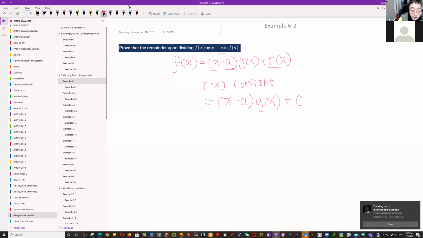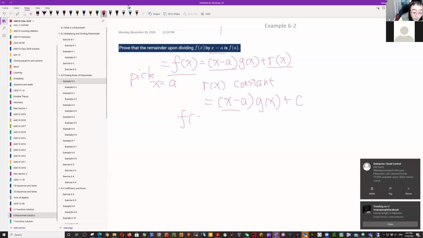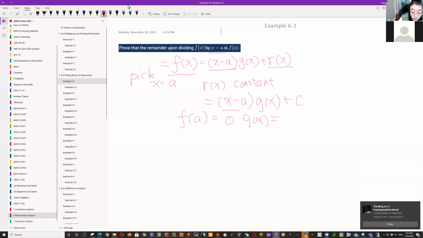If it's a constant, then we can pick a special number. The remainder will be the constant at any x value. So if I pick x equal to a, then a minus a equals 0. So on the left side, f(a) is equal to 0 multiplied by g(x) plus c, and this c will be equal to f(a). So the remainder will be f(a).